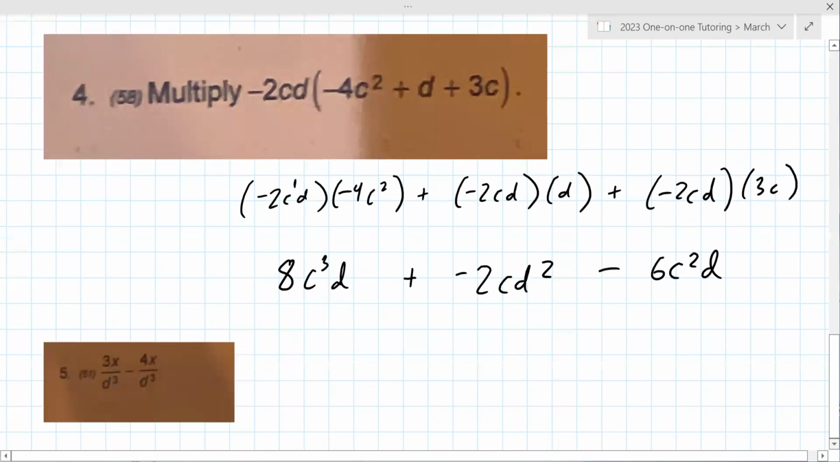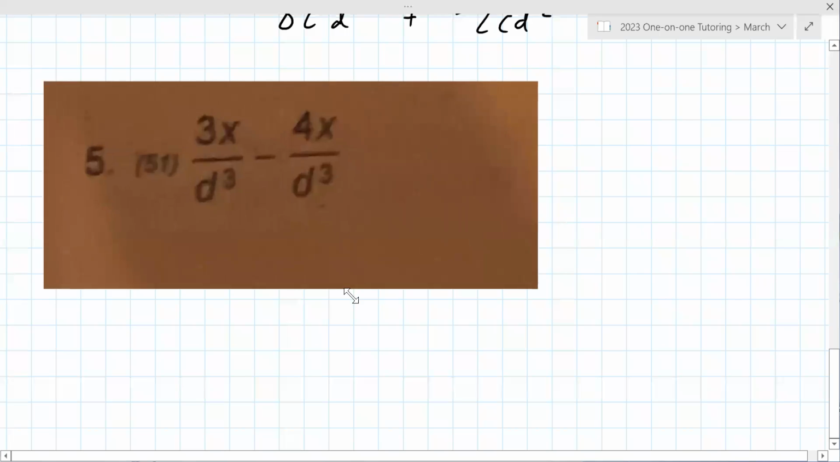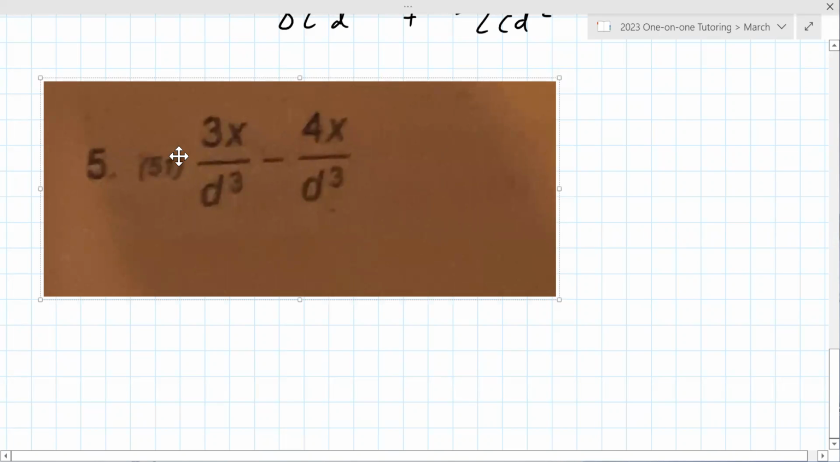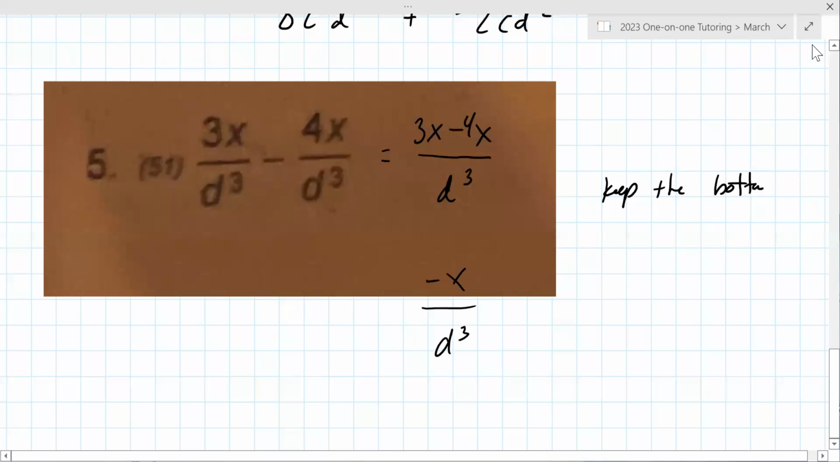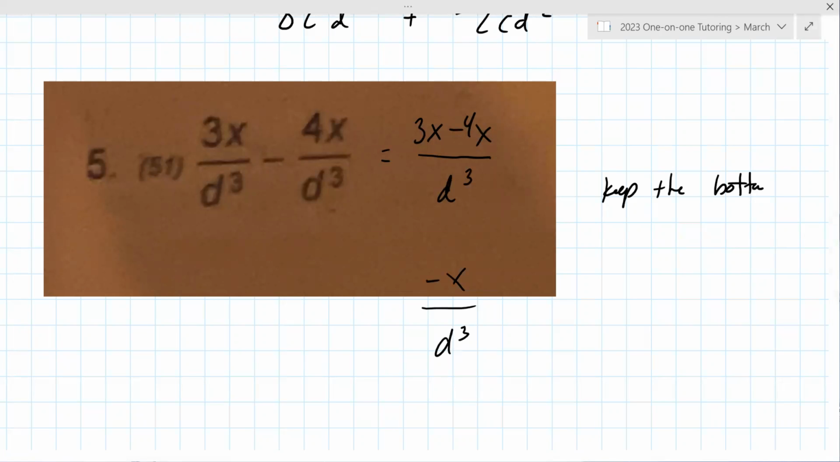Number 5 says to simplify, which really can mean a lot of things. When you have fractions like this, the bottoms need to be the same to add or subtract. When the bottoms are the same, you keep the bottom and then you subtract the top. So 3x minus 4x is negative x. So negative x over d to the power of 3. All right.